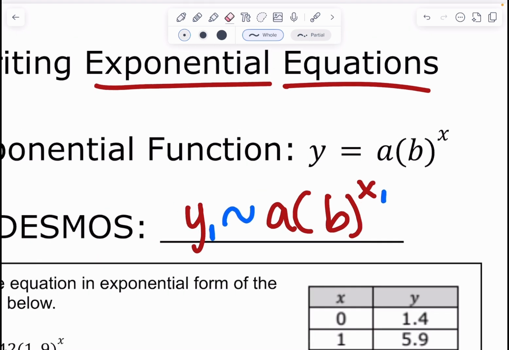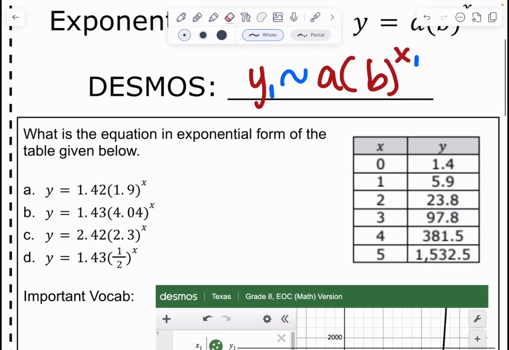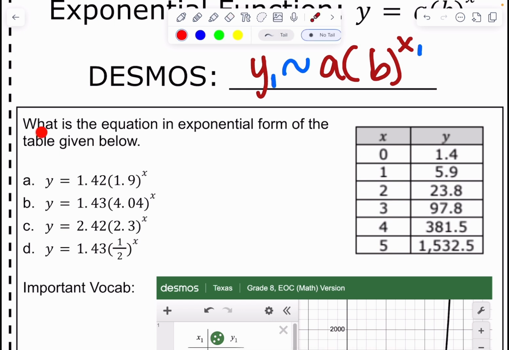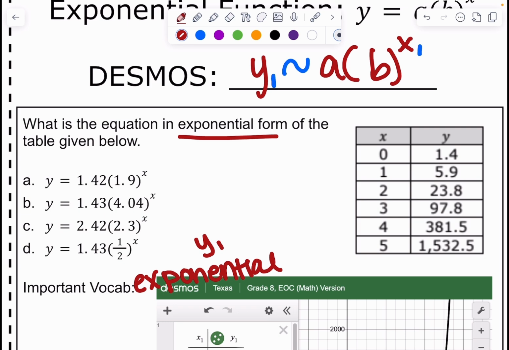It's the same thing as linear and quadratic. You put the little ones on the letters, squiggly line over the equal sign. So if we look at this first question, it says, what is the equation in exponential form? Exponential form, right here, exponential. And if you see the word exponential, you should know you're going to use y1 squiggly line, a, b, little x, little 1 of the table given.